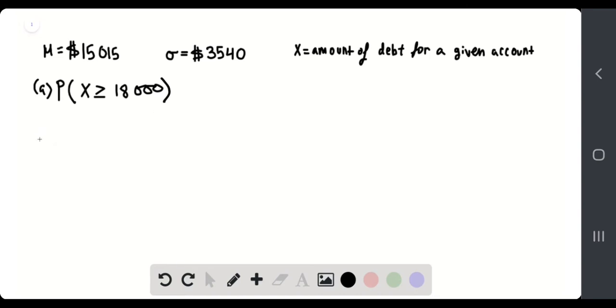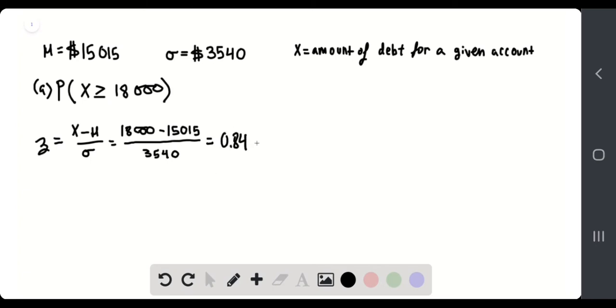We're going to do this by finding a z-score first. So this is going to be X minus the mean over the standard deviation. That's going to be 18,000 minus 15,015 all over 3,540. If you calculate this out, you will get that this is 0.84 on a z-score. And this corresponds to a probability that z is less than or equal to 0.84.